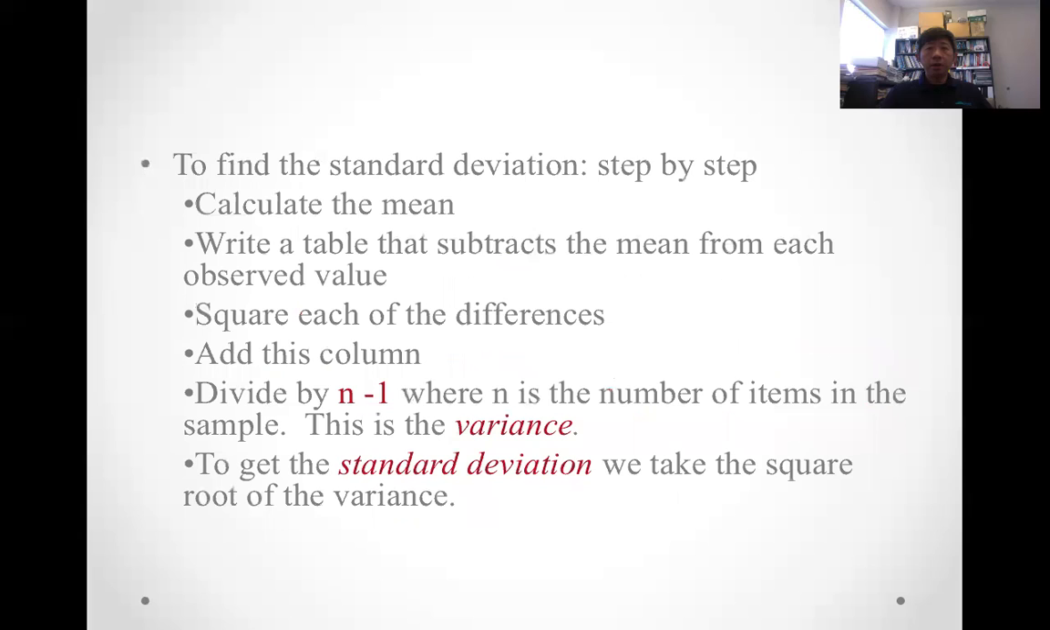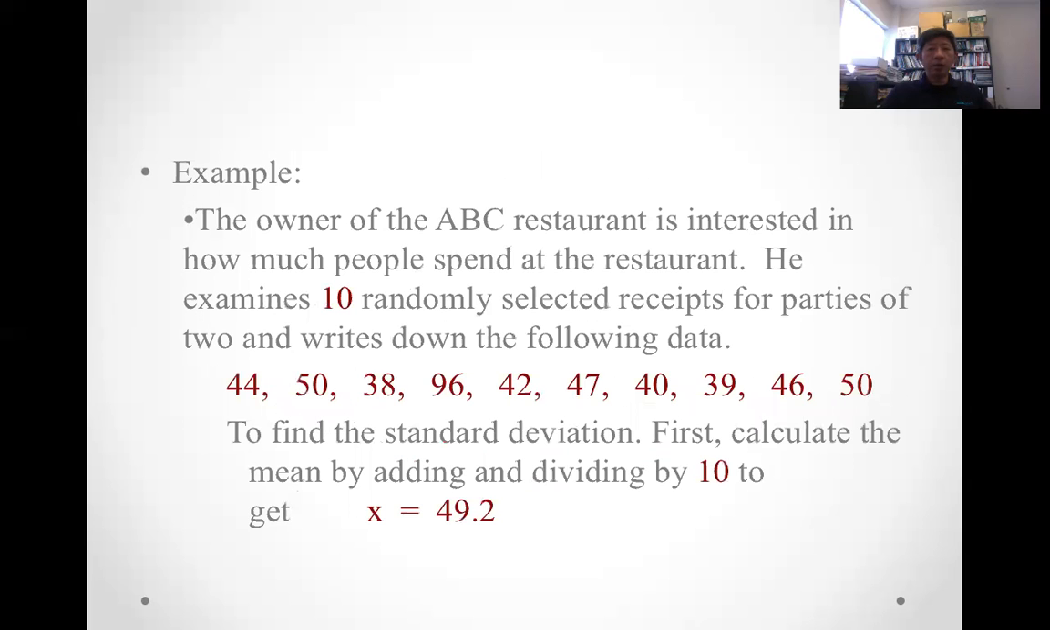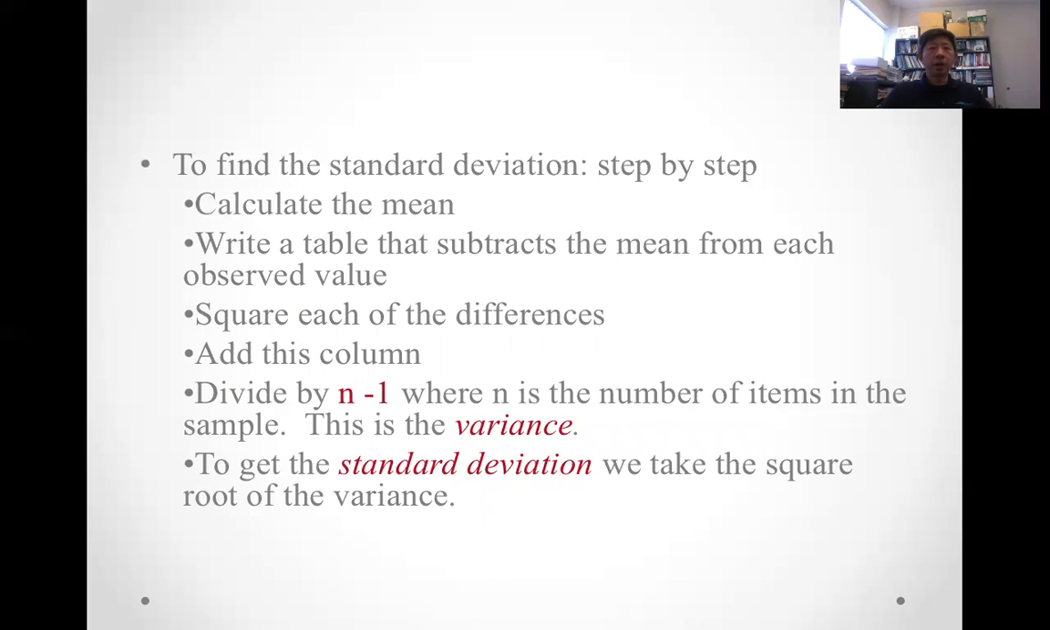And then, to find the standard deviation, as we talked about before, we calculate the mean. Did we calculate the mean? Yes, we've calculated the mean. Next, we write a table, subtract the mean from each observed value, and then square each of the differences in a column. This is what we do. Take a look.